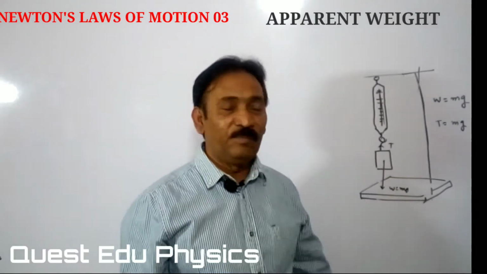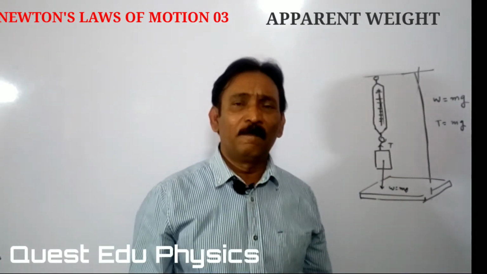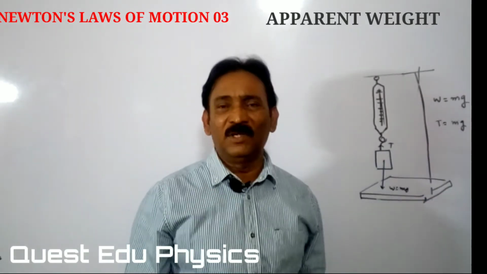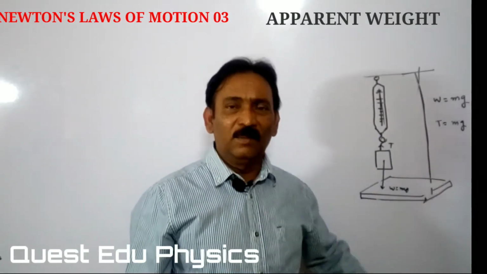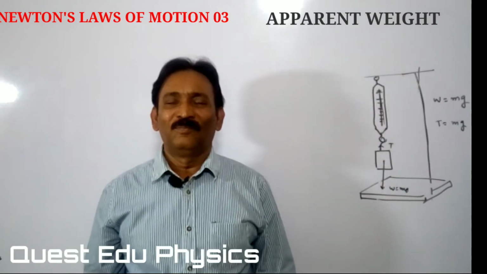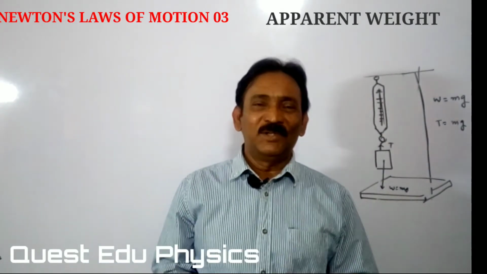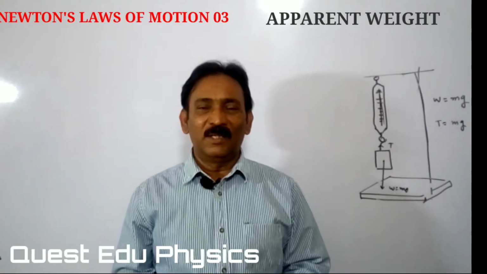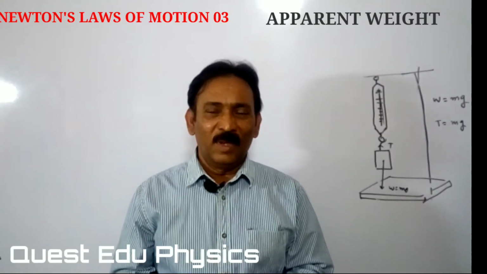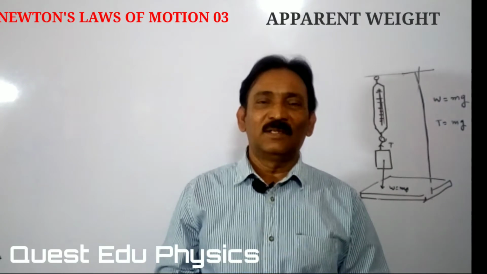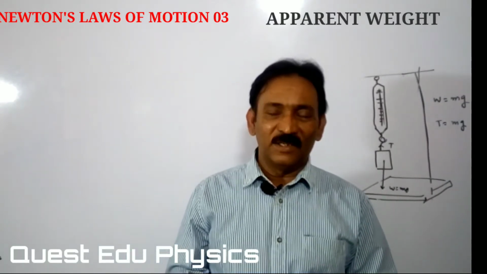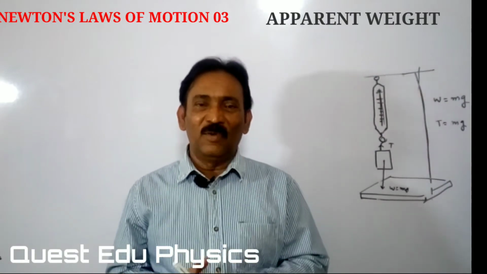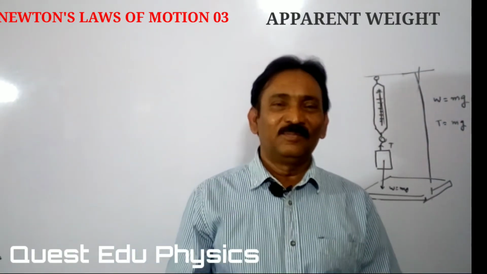Here it is showing the weight of the body. If you take that reading and divide it by the acceleration due to gravity, you will get the mass of the body. When you go to a bus station or railway station, you will see weighing machines. You just stand on it, and we simply say our weight is 50 kg or 60 kg. It's not the weight. Actually, we measure the normal reaction there.